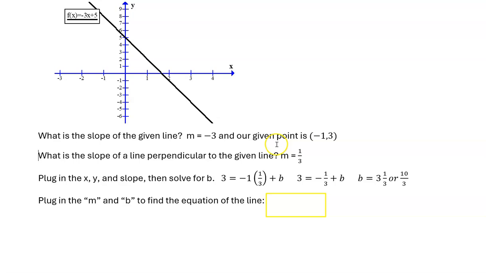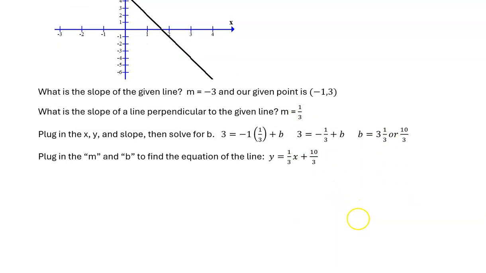So now I have my b, I have my m. I'm going to come in here and plug those in. Y is 1/3 x, because slope was 1/3, plus 10/3 for b.